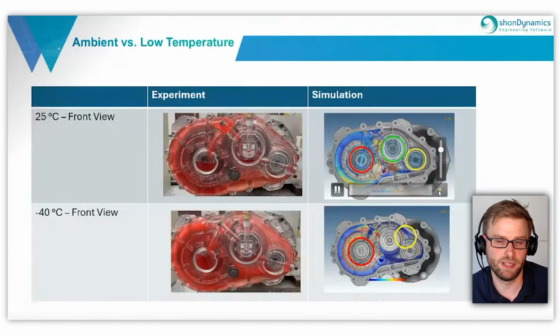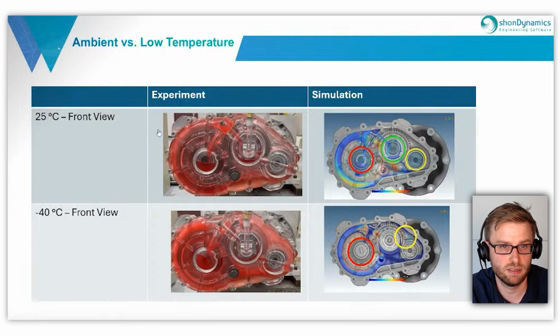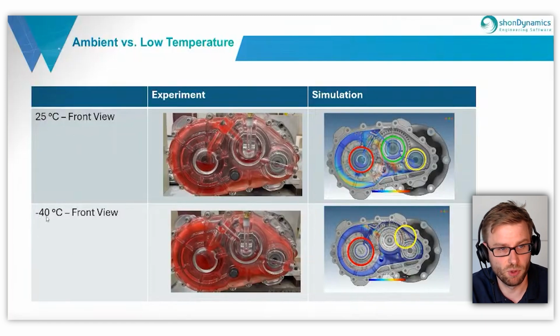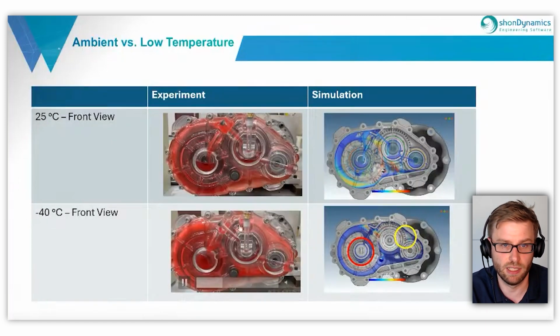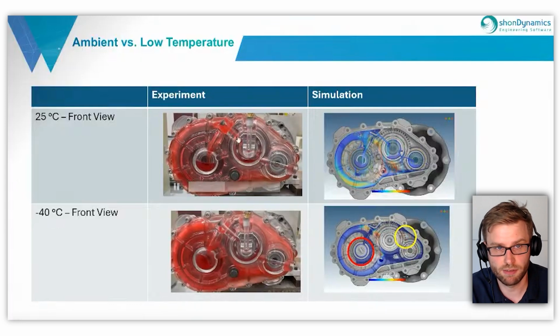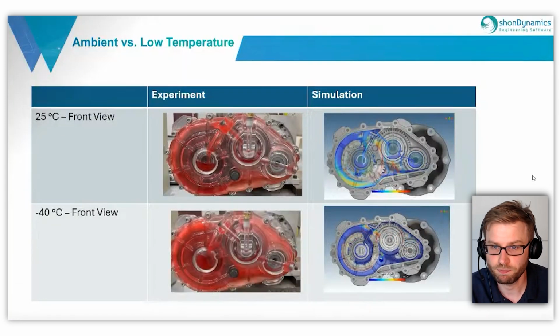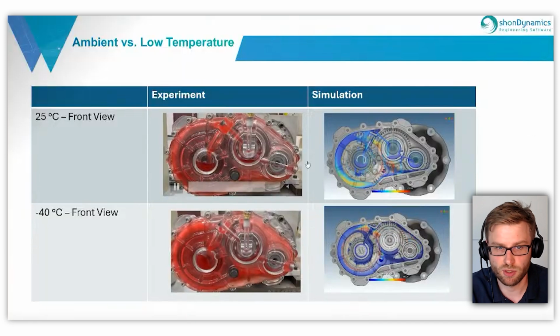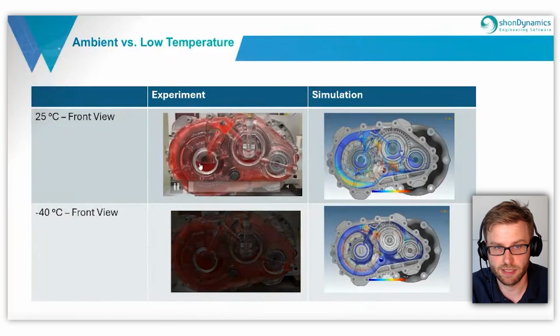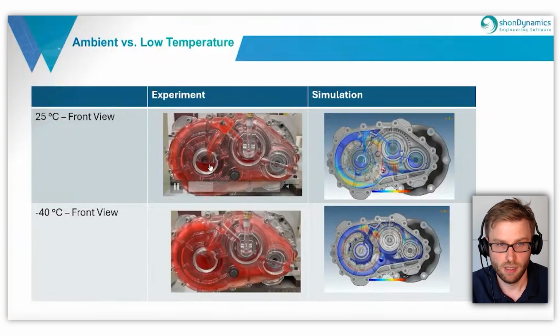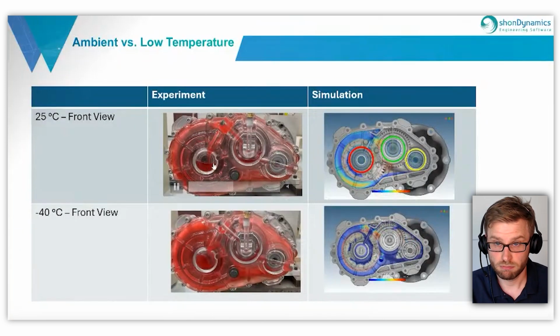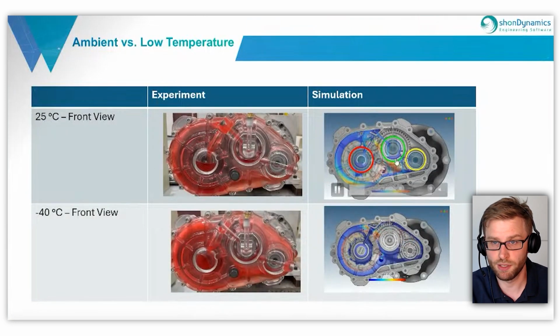If we want to compare it in more detail, we can look at the ambient temperature, at 25 degrees Celsius and at minus 40 degrees Celsius. Both show the front view, on the left side the experiment, on the right side the simulation. If we compare it, we directly see that the output shaft is working, that the bearing gets filled like in the simulation, and also the middle and the input shaft.